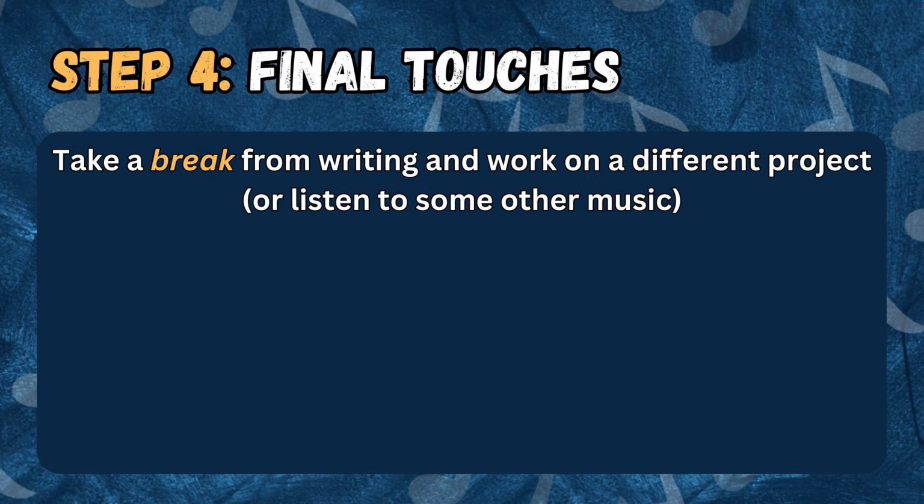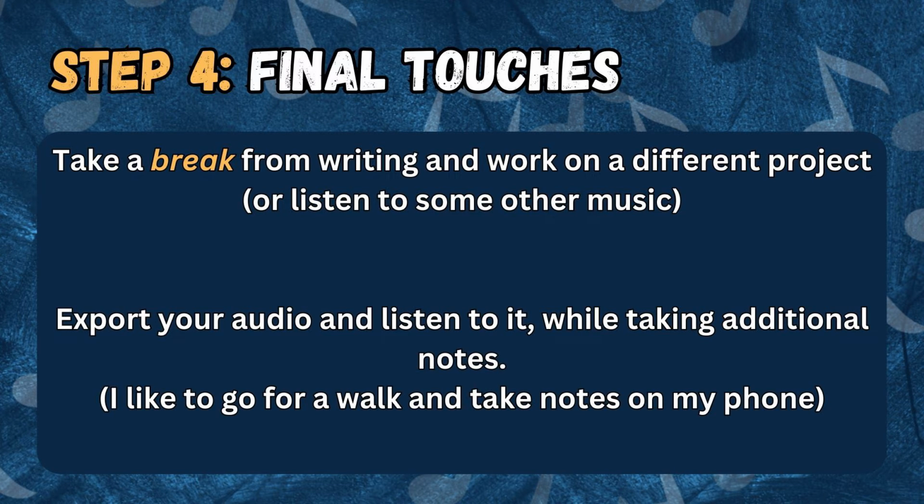Step 4 is to revisit your basic arrangement and make some touch-ups. The best way to do this is to just take a break from writing. Work on different projects or listen to some other music for a while. Because if you've been working on your arrangement for a while, your ears will have grown accustomed to the sound, and they won't be as detail-oriented as you need for adding the final touches. So you'll want to take a break and refresh your ears before you can revisit the arrangement and start making adjustments. Once you're ready, you'll want to listen and re-listen to your arrangement.